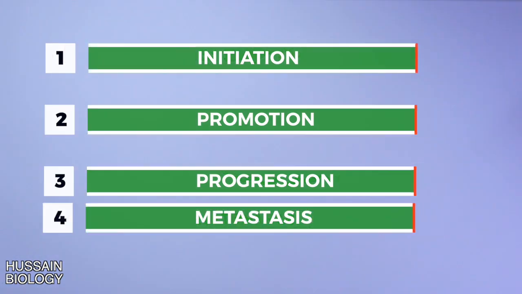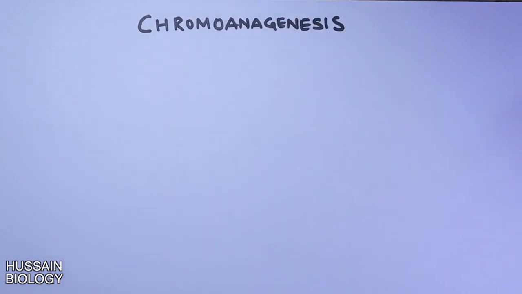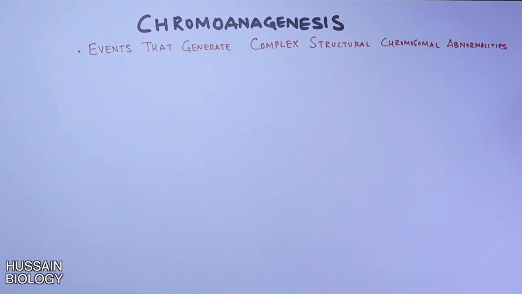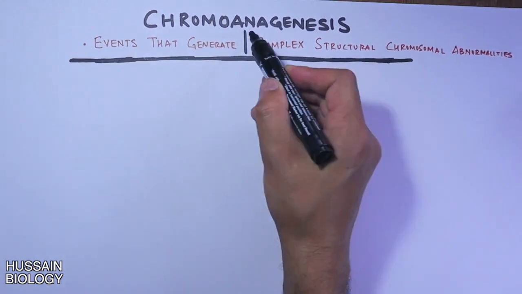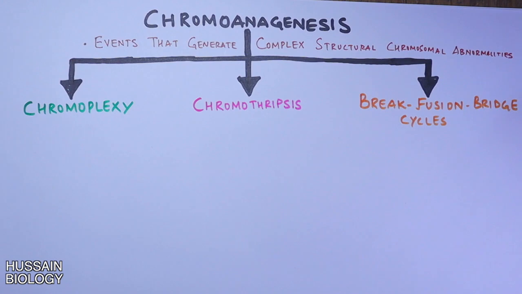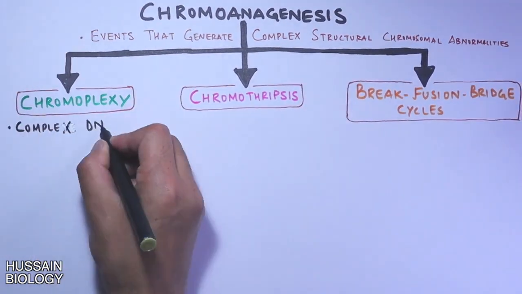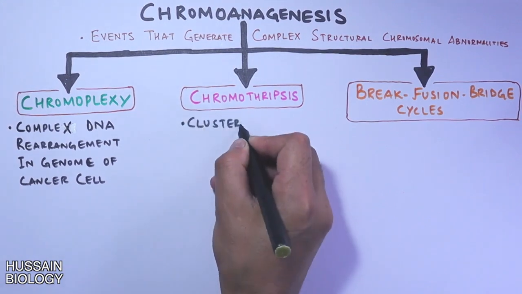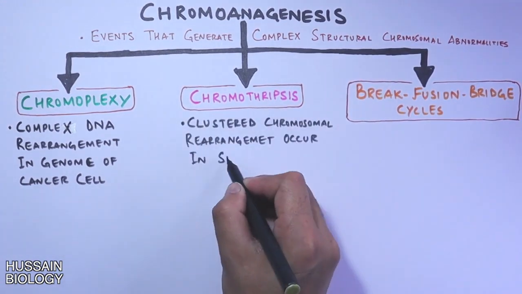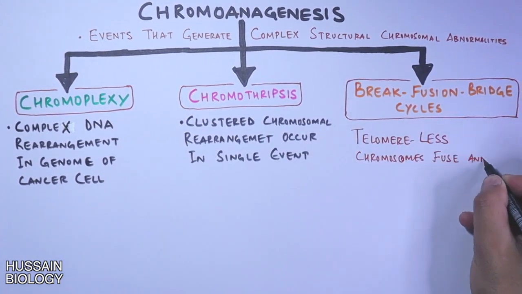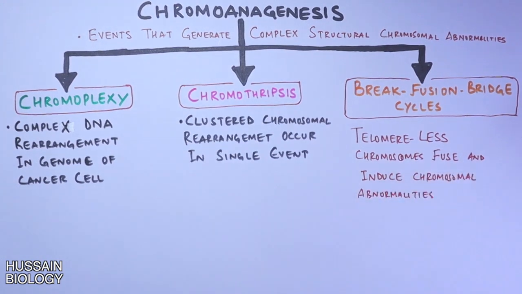metastasis. Then we have the concept of chromoanagenesis, which are events that generate complex structural chromosomal abnormalities. This chromoanagenesis occurs through 3 mechanisms: chromoplexy, chromothripsis, and break-fusion-bridge cycles. Chromoplexy involves complex DNA rearrangement in the genome of a cancer cell, whereas chromothripsis involves clustered chromosomal rearrangement in a single event. And the break-fusion-bridge involves telomerase-less chromosomes fused together, which induces chromosomal abnormalities.